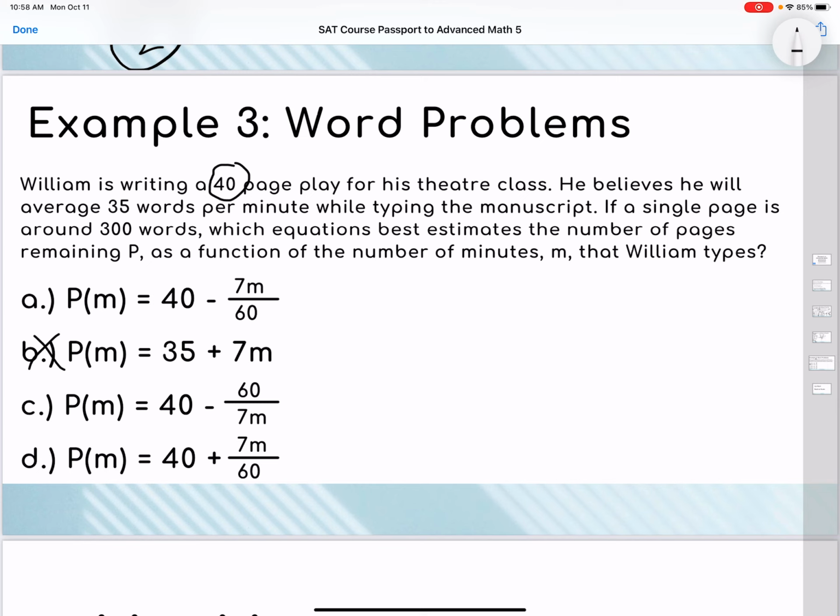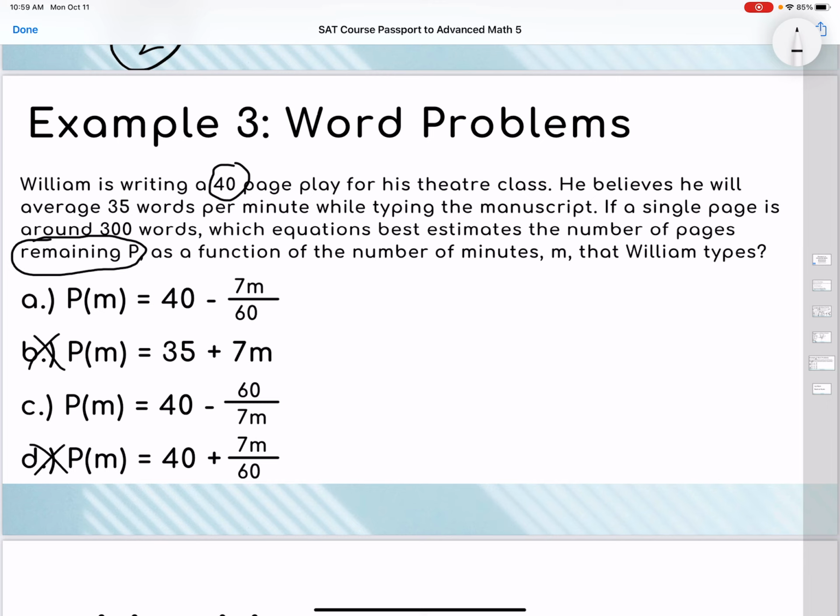And then we have to ask ourselves, what is the problem asking? It's asking for the function of p, which is the number of pages remaining as he types. And we have to think about that conceptually and go, okay, as he types, there's going to be less and less pages remaining because he's finishing pages the more he types. So it would be 40, take away something, right? The 40 pages minus the number of pages he's completing, because as time goes on and as he works more, there are less and less pages left, which would also then eliminate D, leaving only the possibility of A and C.